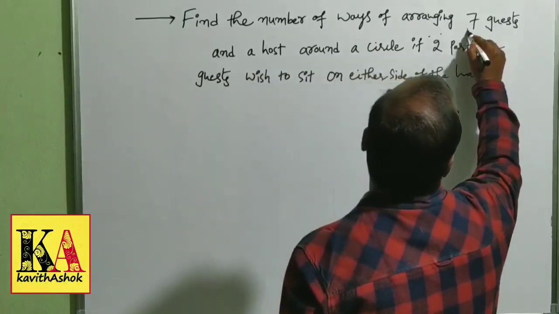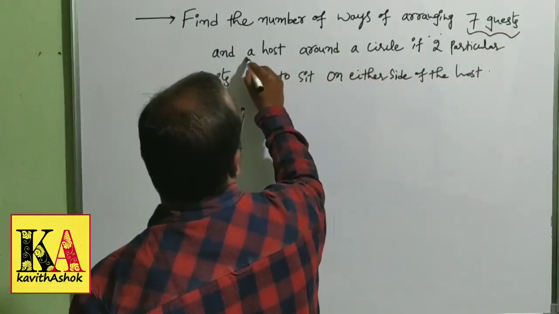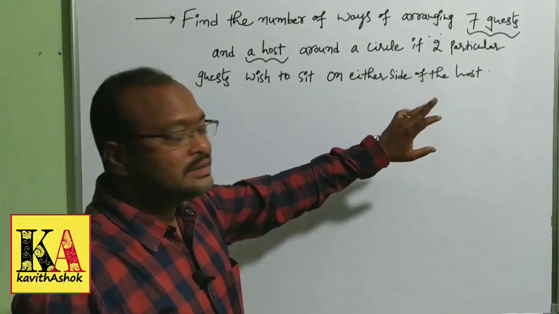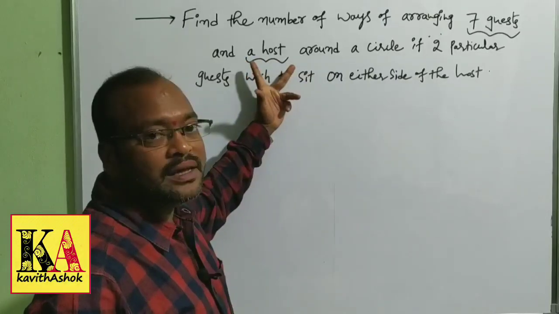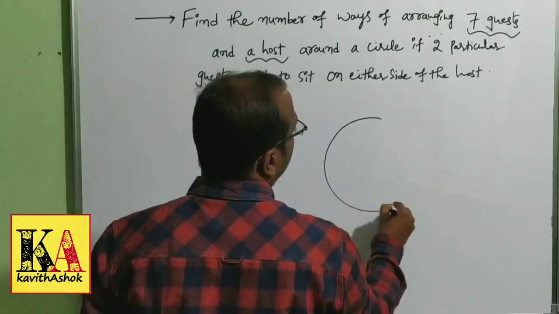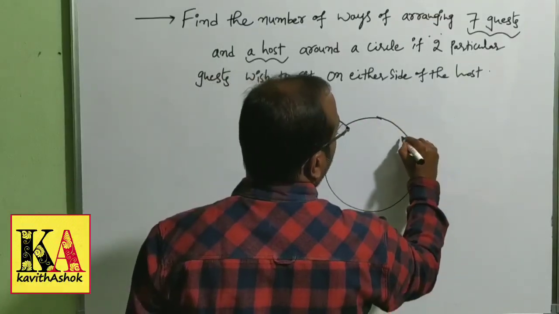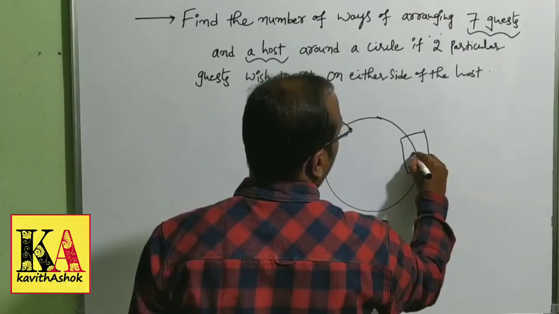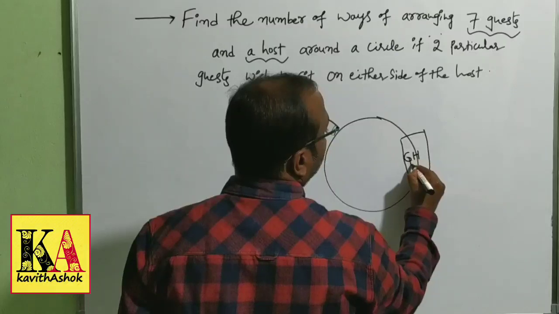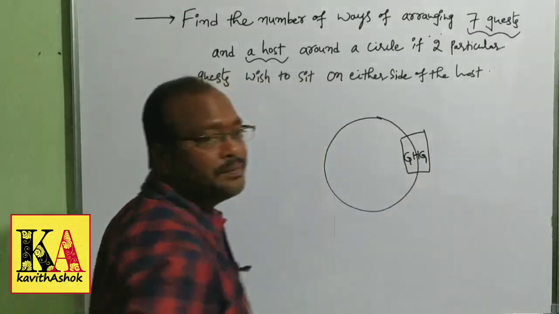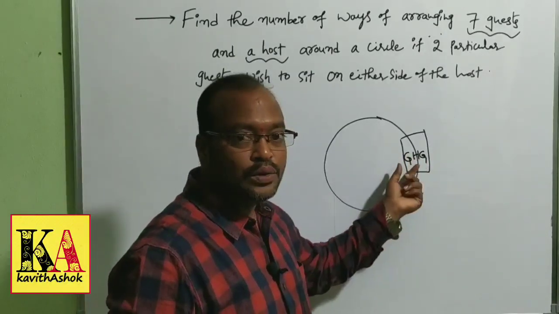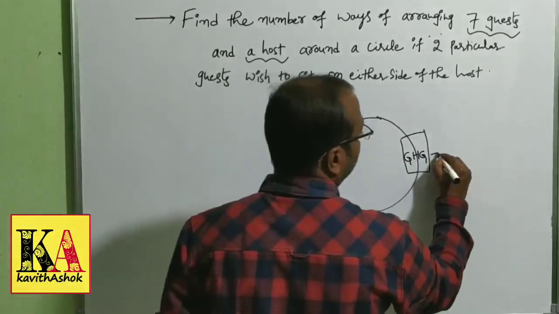Total 7 guests are there, and along with that a host. In those 7 guests, 2 members always sit either side of the host. So that's fine. First we will take a circular table. In that, this part contains a host, along with them 2 particular guests. They always sit either side of the host. So consider these 3 persons, the host along with the 2 guests, as one unit.